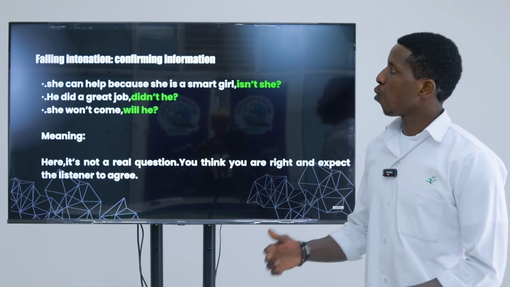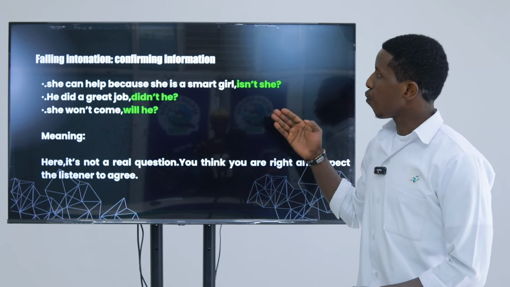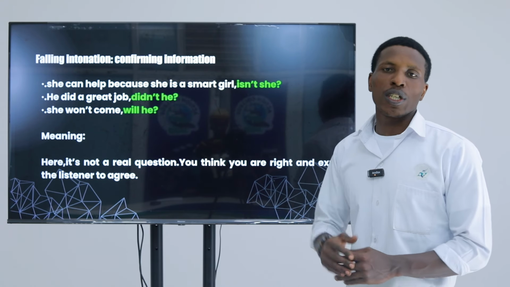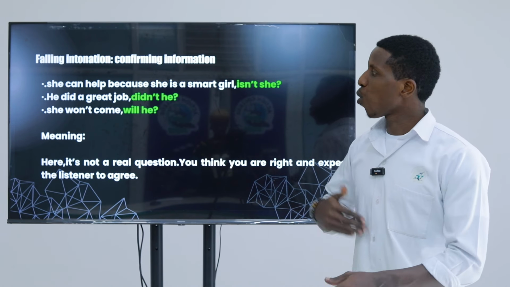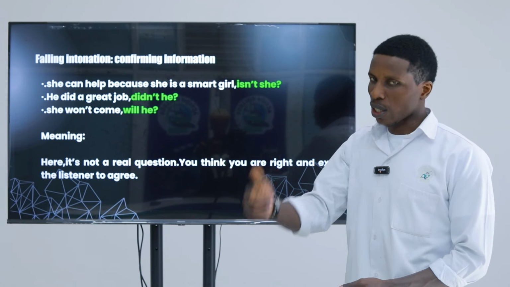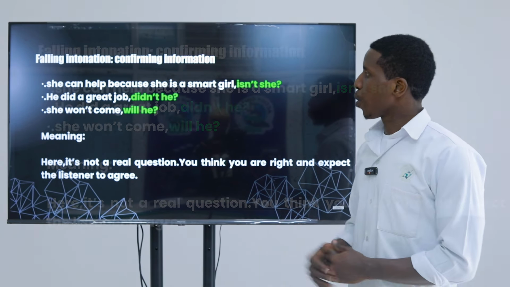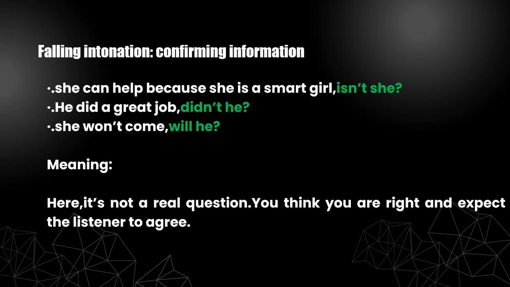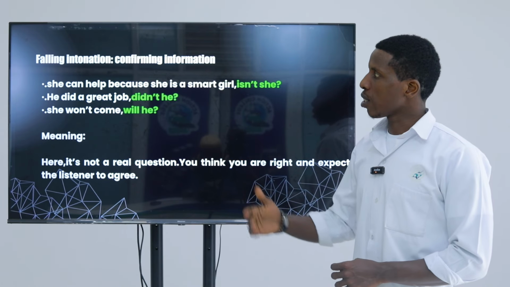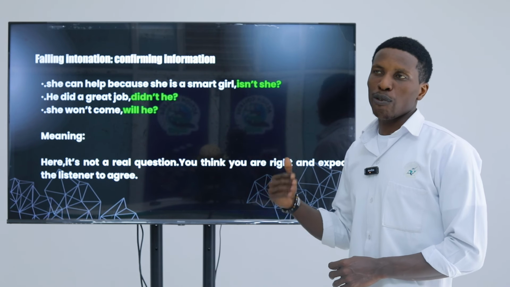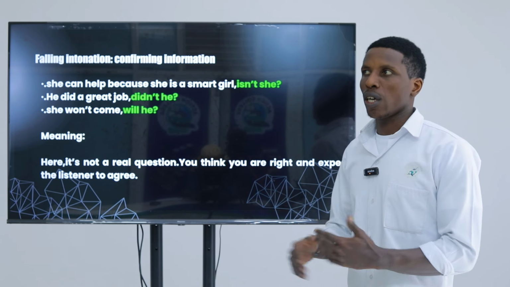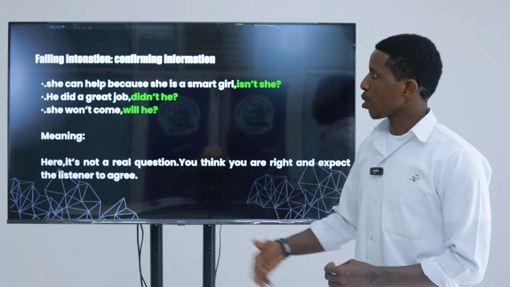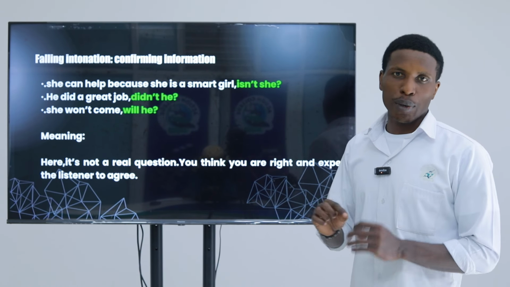So here we have falling intonation, which is for confirming information. It means here the speaker, or you, are sure about what you say, then you want someone to give you attention or to agree with what you say. For example here, "she can help because she's a smart girl, isn't she?" Here with falling intonation, it means my voice will sound low, not high. As for rising intonation, it is when my voice sounds high because I'm not sure, I'm just seeking information. But here, I'm just confirming information, so my voice must sound low.